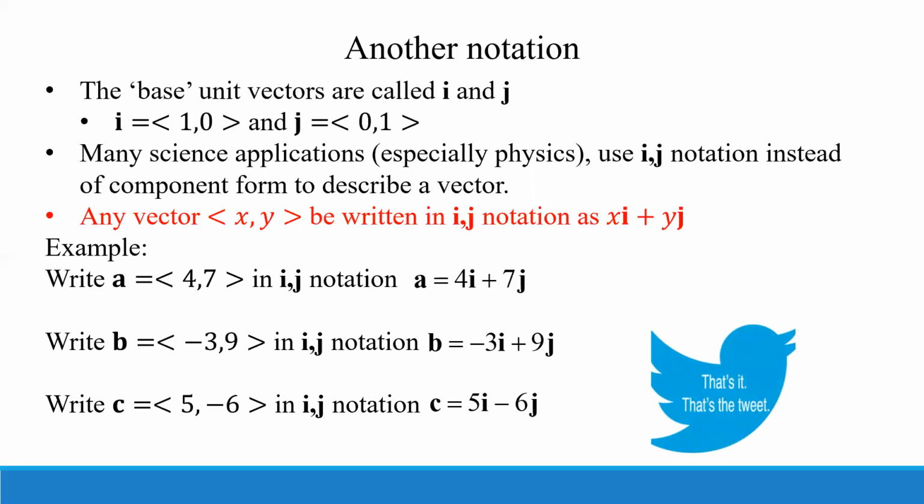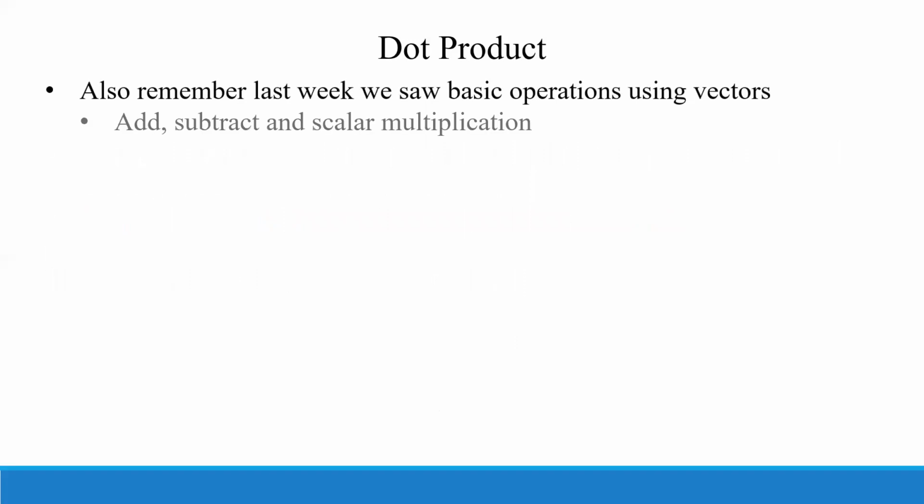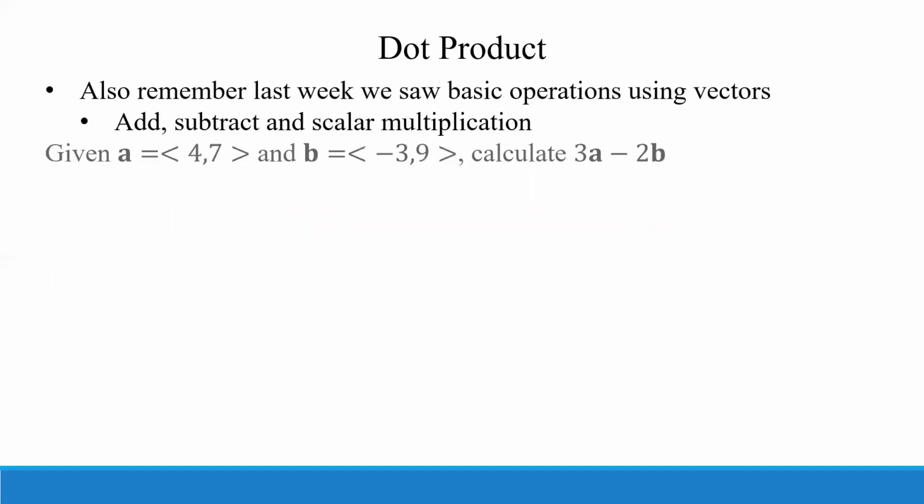Okay, so we got two more things to talk about. So the next one is another operation. It's called the dot product. But let's talk about the operations from last week just real fast. Remember, last week we talked about how to add, subtract, and do what's called scalar multiplication. So let's use our a and b that we've been using for the whole video so far, and let's do 3a minus 2b real fast.